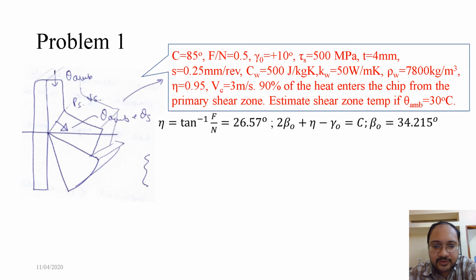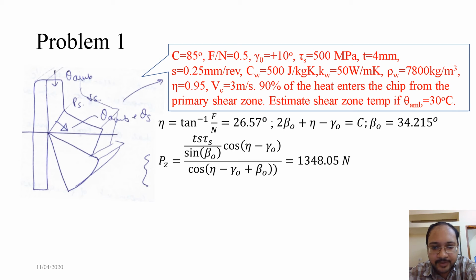So eta, the friction angle, equals tan inverse of F over N, which we already know, and becomes 26.57 degrees. Now as we know the machining constant, we can use this expression: 2 beta naught plus eta minus gamma naught equals C, where beta O equals 34.215 degrees. Now Pz is Tau s divided by sine beta O times cos of eta minus gamma O divided by cos of eta minus gamma plus beta. This we get from the Merchant circle diagram.